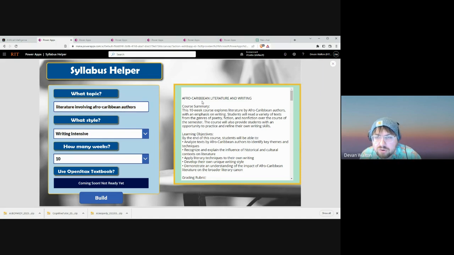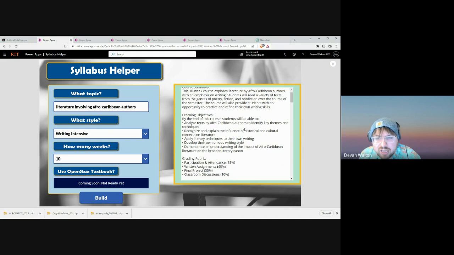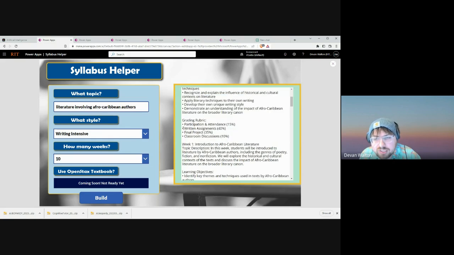So here we go. Afro-Caribbean literature and writing. It starts with the title. It starts with a brief summary of what is going to happen in this course. So it's going to cover some poetry, fiction, nonfiction. It gives you an overview of what some reasonable learning objectives might be for the whole class. It gives you a basic rubric that you could use for doing final grades.